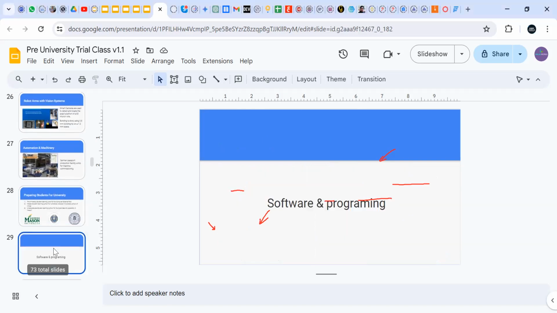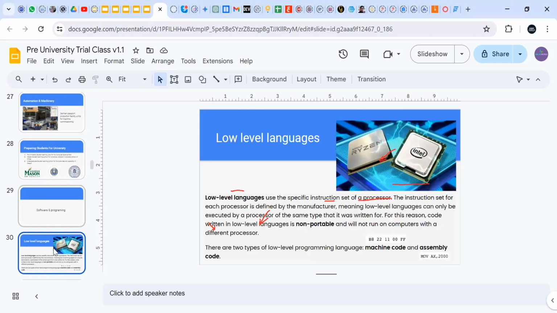Okay, so now let us have a look. Do you know what is the meaning of a low-level language? Just more simple instructions, is it? Yes, it is a low-level language. It's not simple instructions. A low-level language is a language that is written for a specific processor. Do you recognize this as a processor? Yeah, Intel and Ryzen.